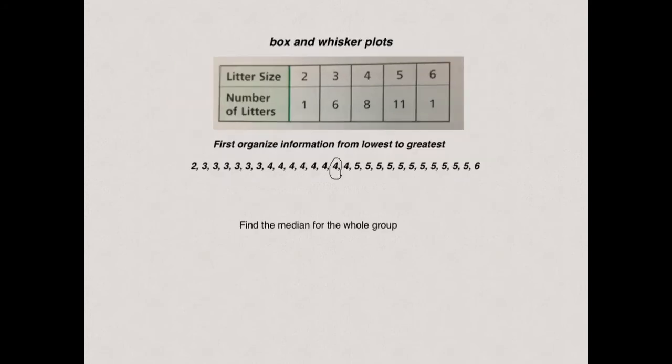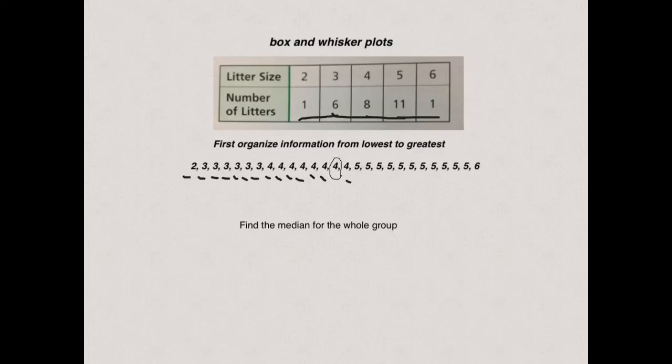Now, what I need to do is first find the median for the whole group. You can use the method where you cross out and then find the one in the middle. Right here I figured out that I had, let's see, 1 plus 6 is 7, plus 8 is 15, 26, and 27. So that means I need to have 13 on each side of one number, because the one in the middle is the 27th. So for example, I could count 1, 2, 3, 4, 5, 6, 7, 8, 9, 10, 11, 12, 13. There is my median.